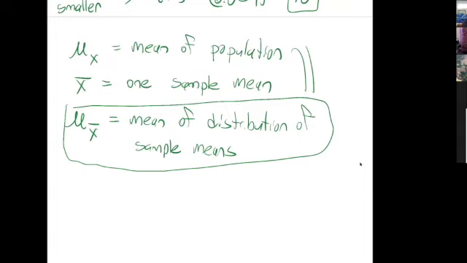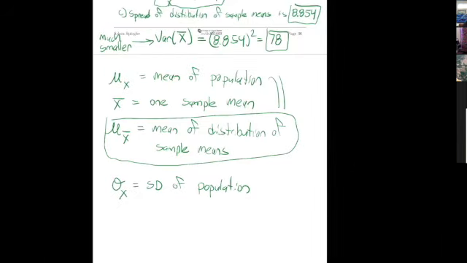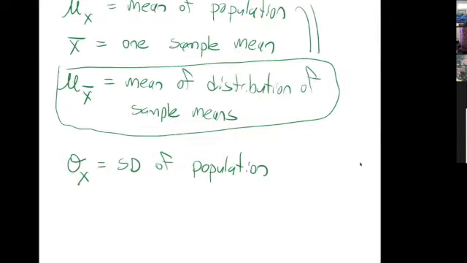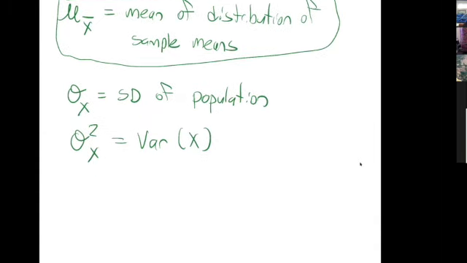On the other hand, we use sigma to denote the standard deviation of a population. We use sigma squared to denote the variance. We use S squared, so the Latin letter S, to denote the variance of one sample.